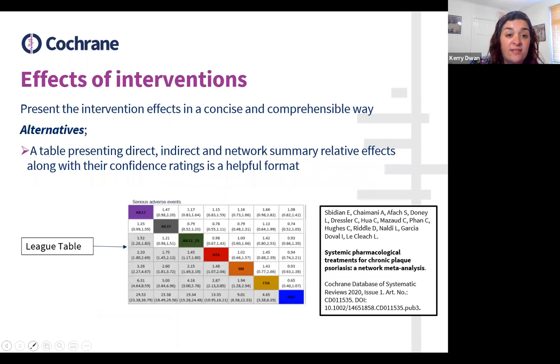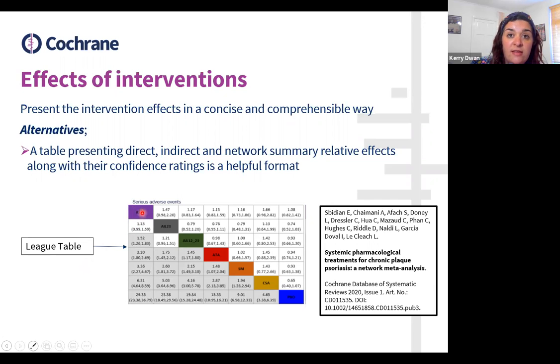Going on to the effects of interventions, it's really important here, as I mentioned when we were talking about the examples, given the number of trials, participants and different interventions that are often included in some of these reviews, to present the results in a concise way, so it's easy for people to read. One way to do that is with a league table. This isn't from the Uterotonics review. They presented their results in a different way, which I'll show you in a minute. But a league table is a really useful way of presenting the results.